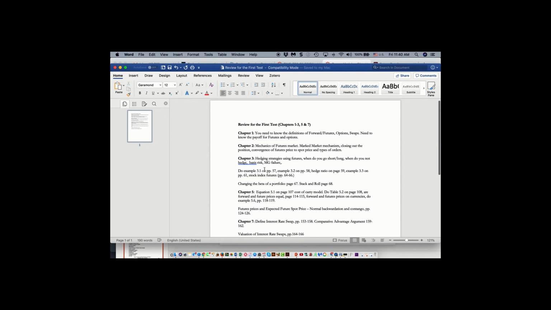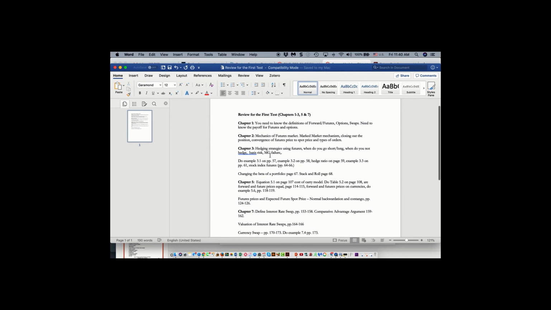So this is the review. In chapter 1, you need to know the definitions of forwards and futures, options, swaps, and payoffs for futures and options. In chapter 2, mechanics like mark to market, closing out the position, convergence of futures price to spot price, and the types of orders that we have gone through. Hedging, chapter 3, is something that you need to focus on. We are right now going through normal backwardation, normal contango, and margin failure, basis risk. All of those are also very good for your exam.